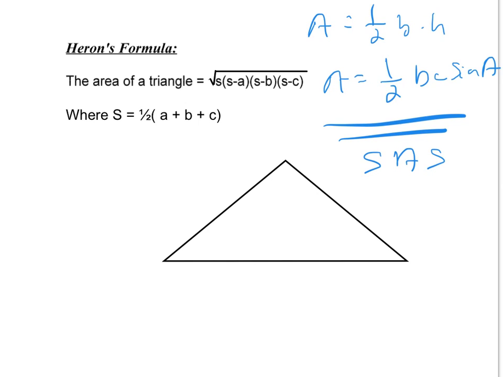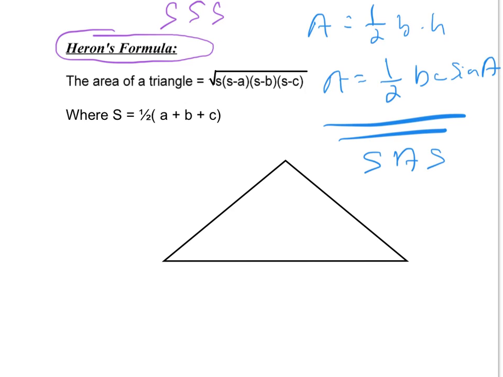Well, you should remember from geometry, at least remember the name, Heron. Heron's formula is used for when we have three sides of a triangle. So we're going to use this for SSS. The formula for Heron's triangle is the area of a triangle is equal to the square root of S, and S is the semi-perimeter of the triangle, so 1/2 the sum of the three sides. So it's S times S minus A, the first side, times S minus B, the second side, times S minus C, the third side, the square root of that product.